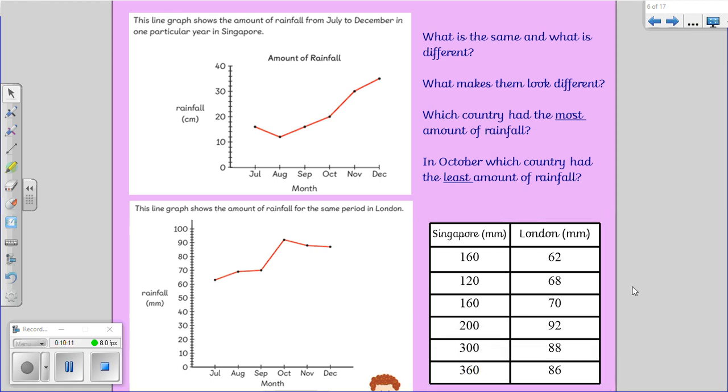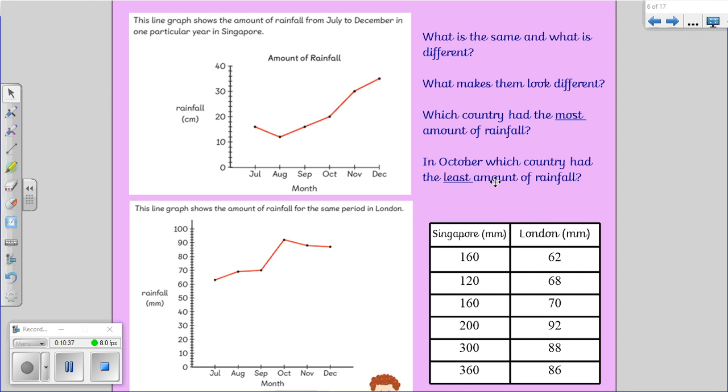So actually we can see that the country that had the most rainfall was in fact Singapore. So you may have not put it in a table like this, you may have just been able to convert it by knowing that there are 10 millimetres in 1 centimetre. But we can see that in Singapore the rainfall is much higher.